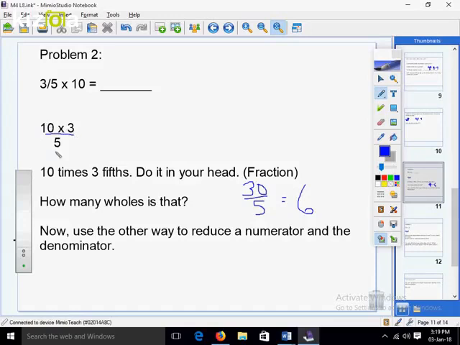So 3 and 5, they have nothing in common except for 1. That's not going to help us. But I do know that 10 and 5 have something in common. So 5 can go into 5 one time. 5 can go into 10 2 times. Times 3. And then I'm going to multiply 2 times 3 is 6. Didn't we just get that? We did. Same answer, different way to do it.